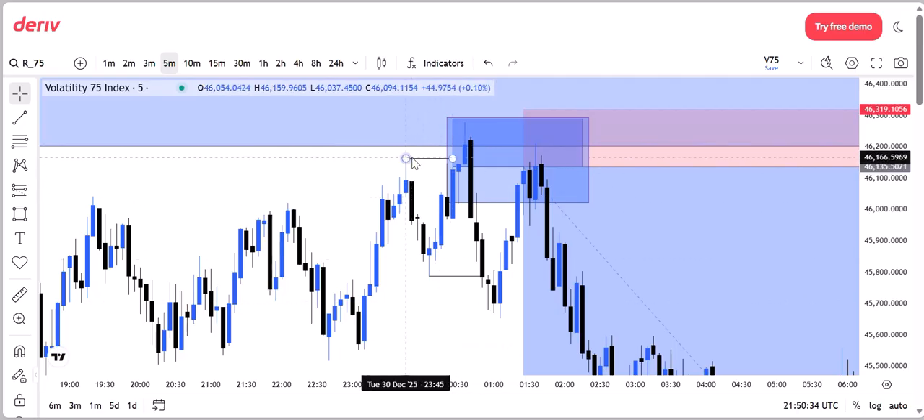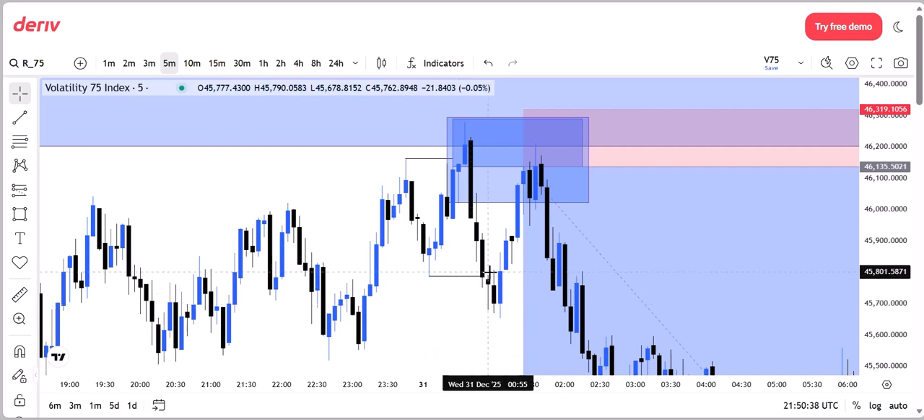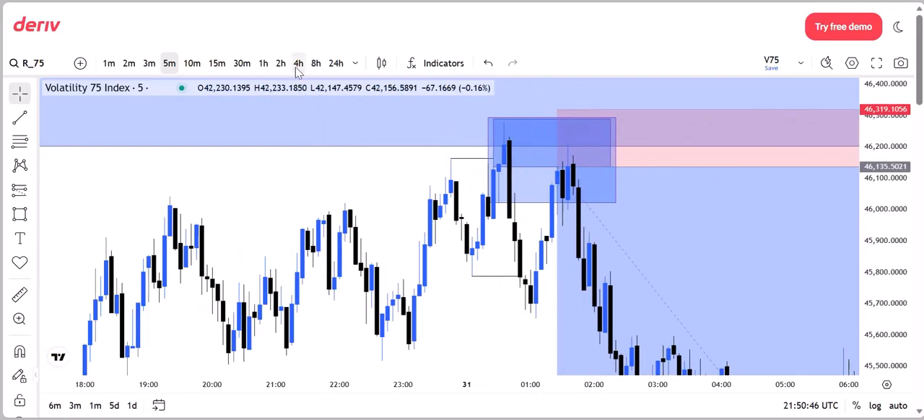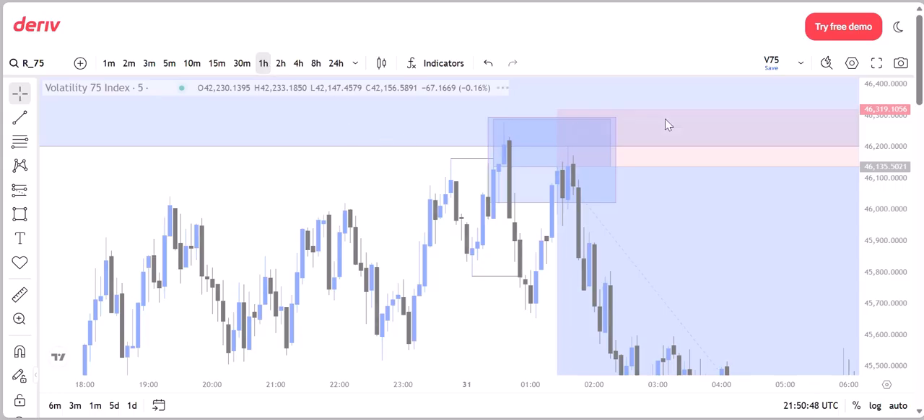So price came in, took out this previous side, tap into our zone. It broke structure. This was break of structure. So it's clearer here in the 5 minutes. So there was a break of structure. Okay, this is the zone that caused the break of structure. So price came in, tap into that zone and sold. So you see how we took that trade.